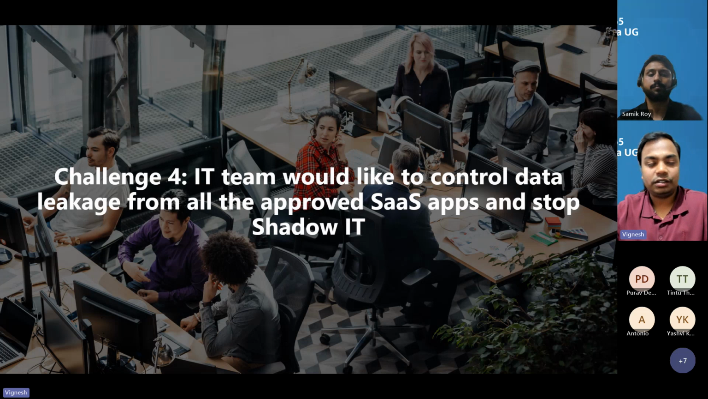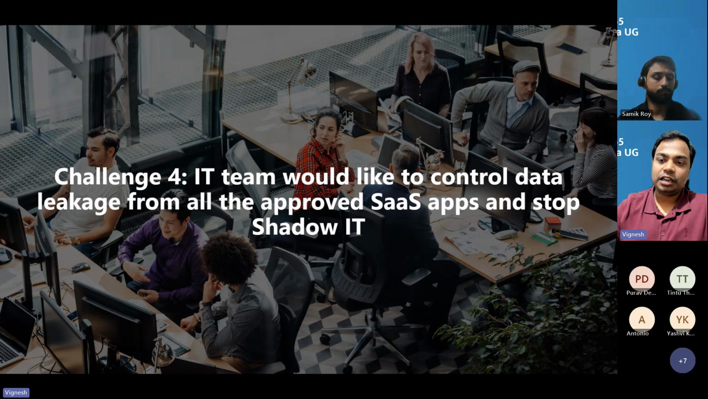So how do you control that? That's called shadow IT, because you're using an application which is not approved by your IT team, which has not been rolled out by your IT team, just because you feel that it is convenient for you to use. But those are the ones which also lead to data leakage, and they pose a lot of security issues.